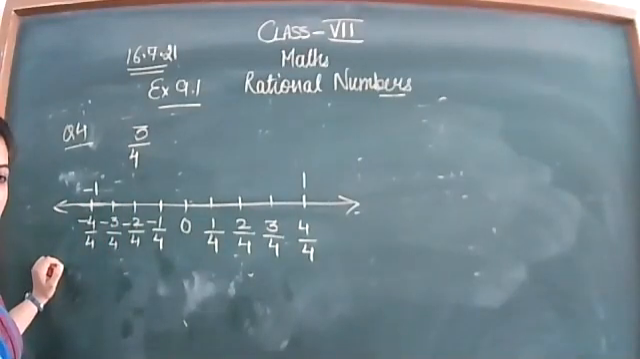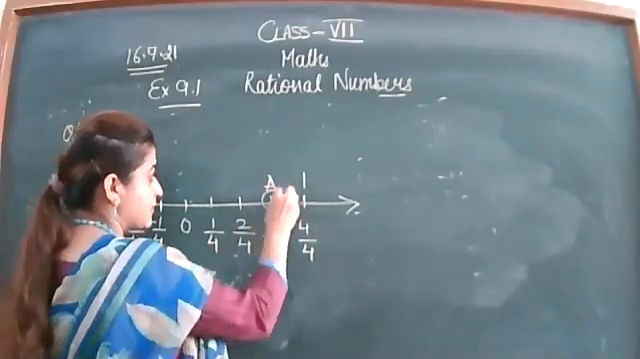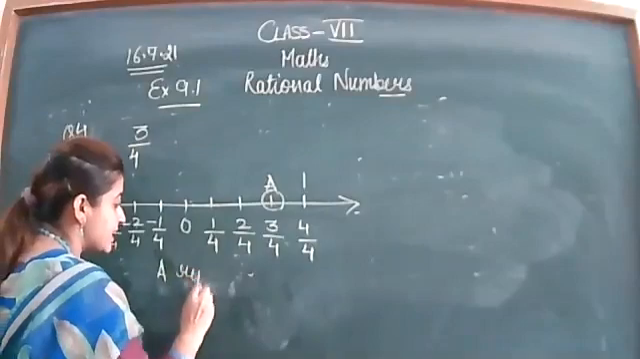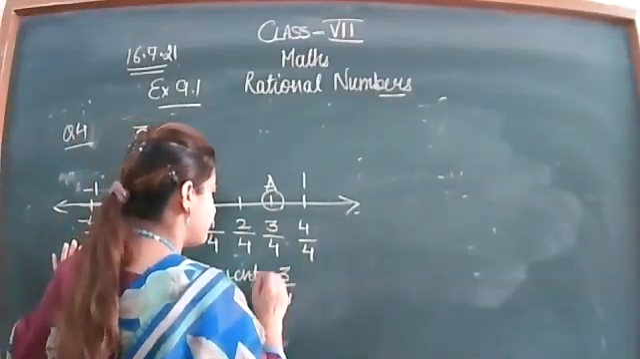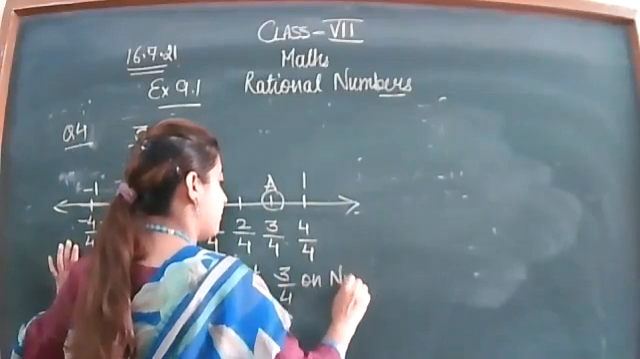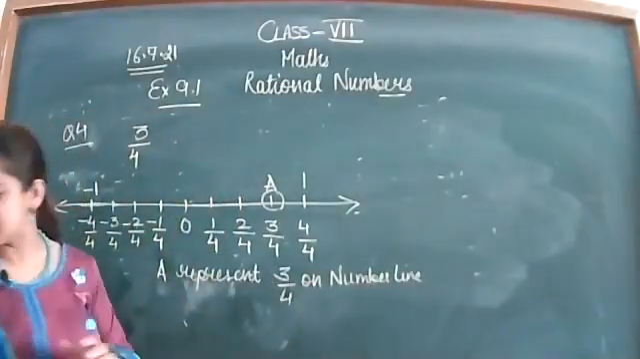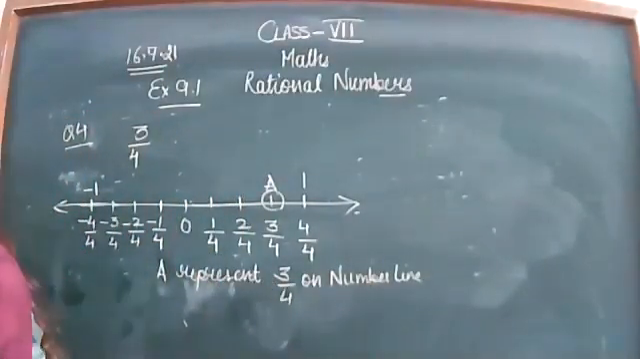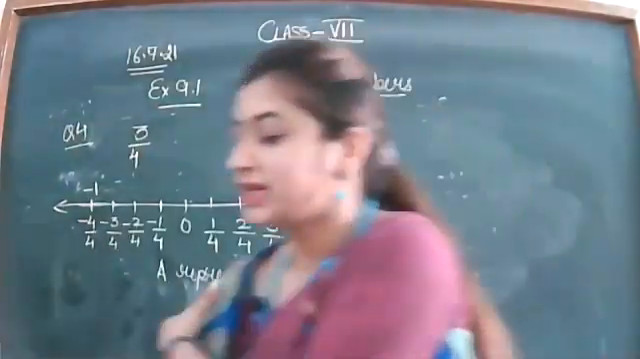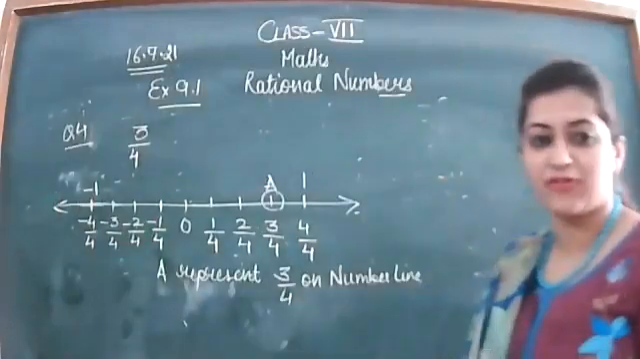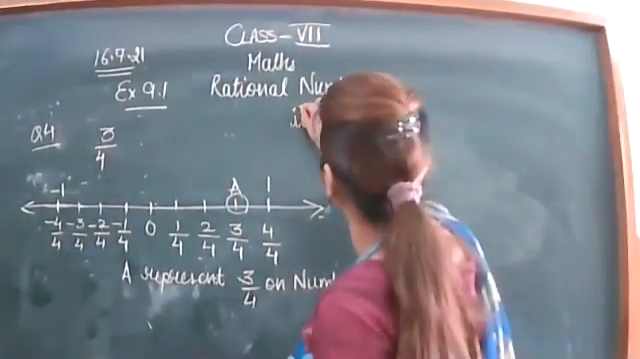Is it okay? Any problem? So this is your answer. You will write here A represents 3 by 4 on the number line. Let's see one more part. I'm drawing one more part, then after that you will do the next question. Next is minus 5 by 8.